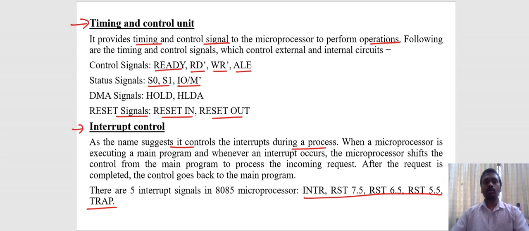So when two or more interrupts are generated at a time by IO devices, the microprocessor will serve the particular interrupt which has the highest priority. Out of these five interrupts, trap has the highest priority and INTR has the least priority.